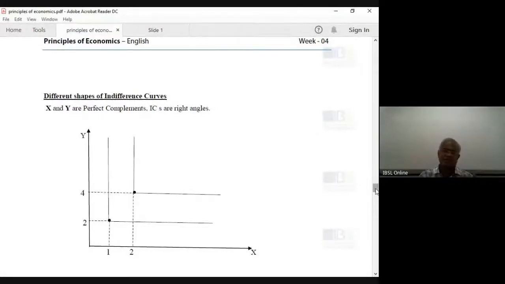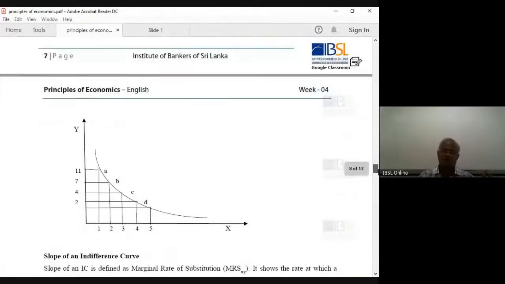That is about the indifference curve. The general indifference curve is convex to the origin. They do not intersect. They are negatively sloped.